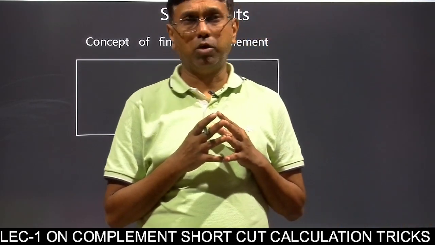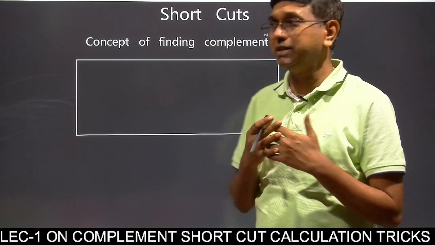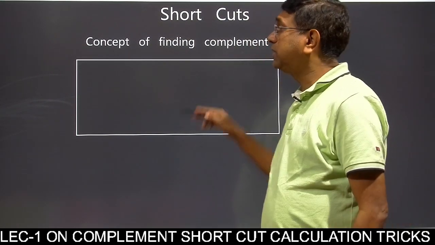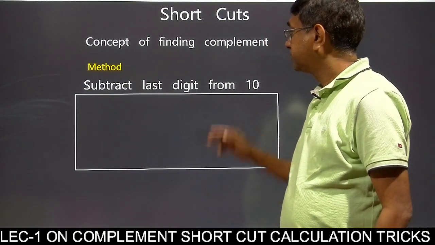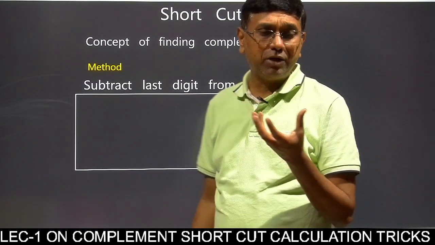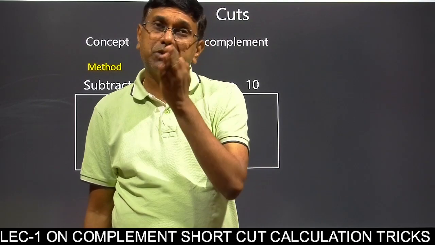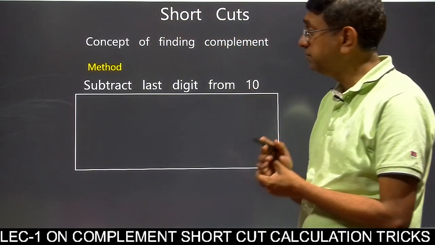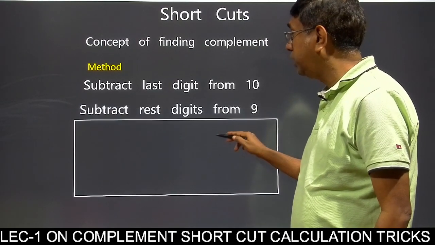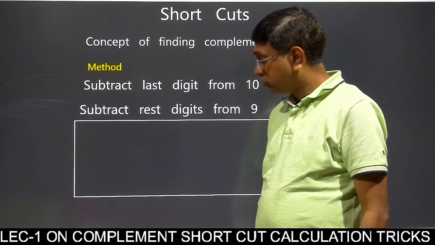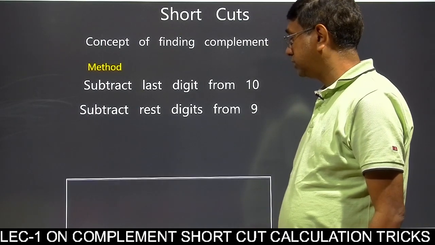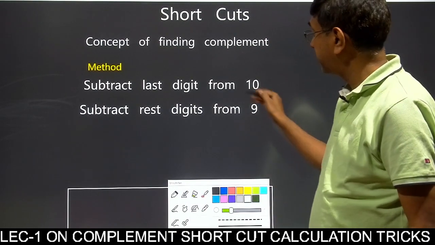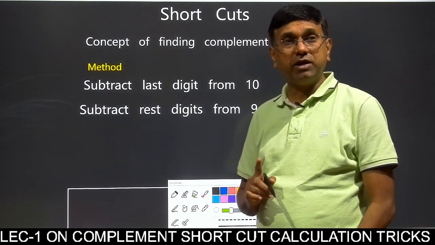What do we mean by complement? In shortcut calculation, this does help a lot. The complement concept goes like this. If you have to find the complement of any number, you subtract the last digit from 10 and the rest of the digits from 9. So the last digit has to be subtracted from 10 and the rest from 9.